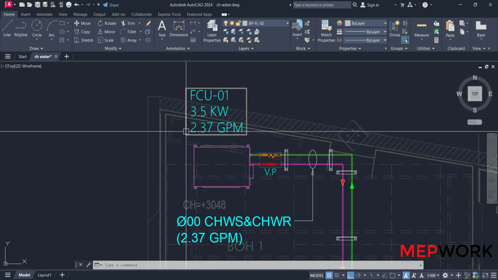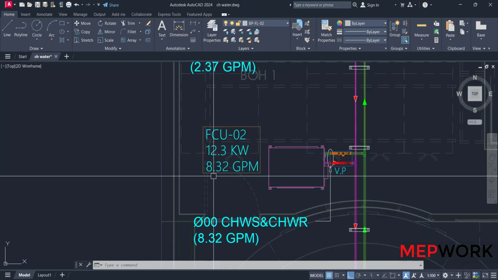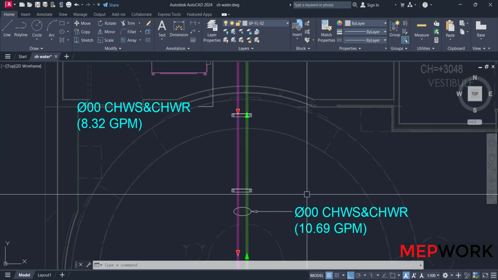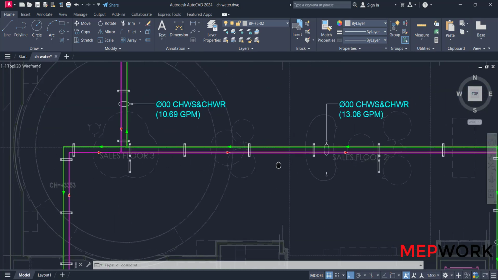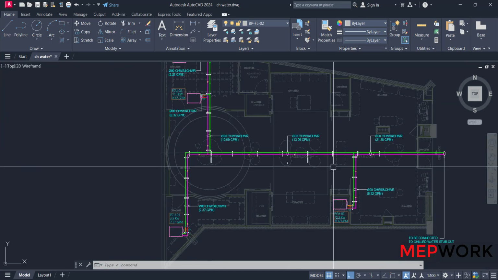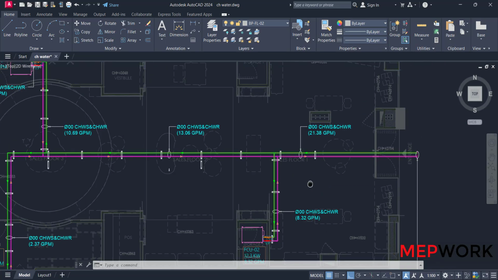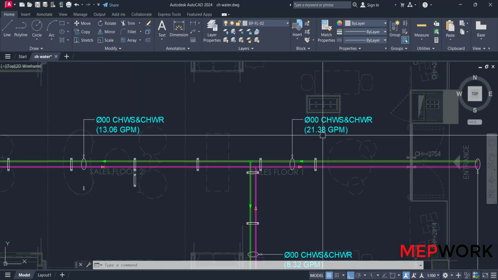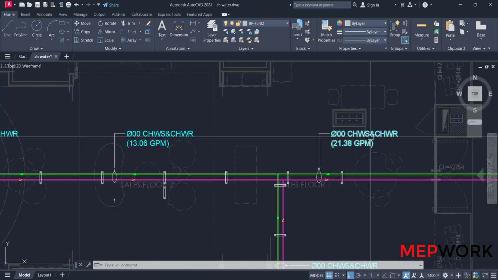This FCU needs 2.37 GPM. This one needs 8.32 GPM. So the total is 10.69 GPM. And this one needs 2.37 GPM. So the total of the three fan coil units is 13.06 GPM. And this one needs 8.32 GPM. And the total of the four FCUs is 21.38 GPM. We need to find the size of each pipe, supply and return.